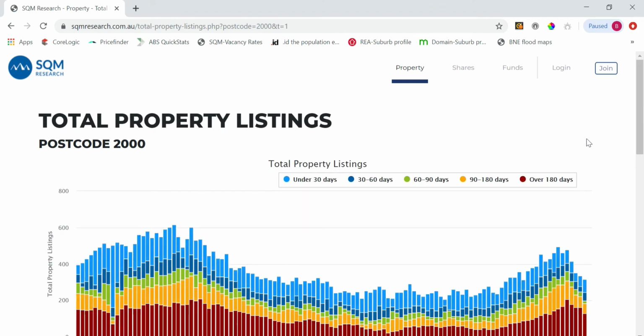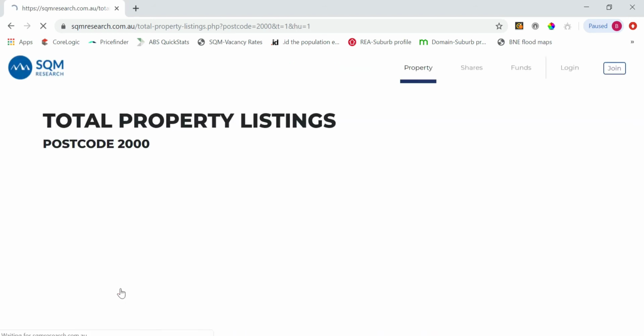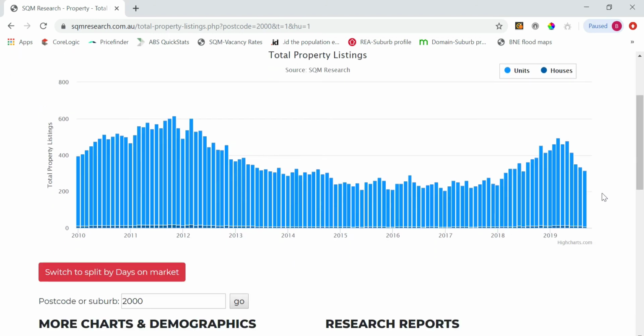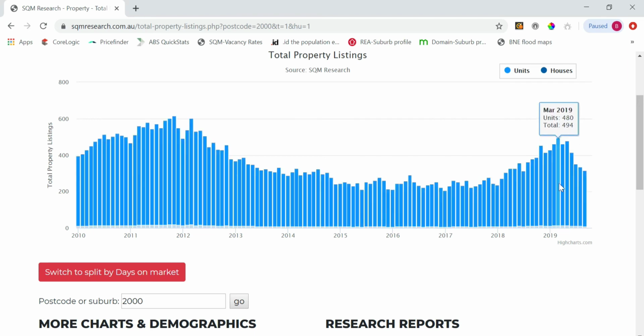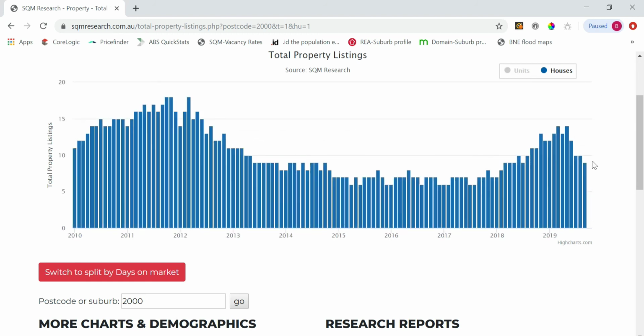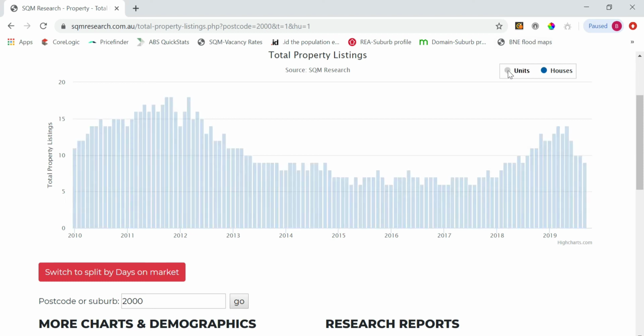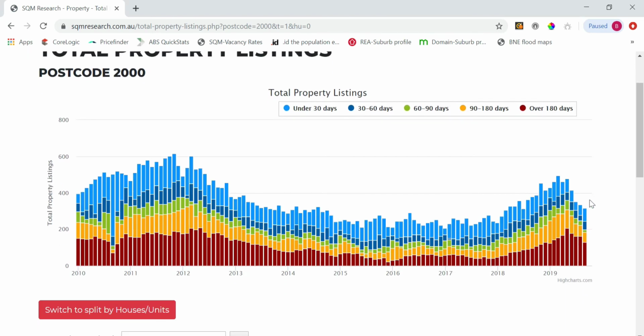Now, stock on market, this one we're looking at total. So what we can do to start with is to switch it to houses and units. As I said, there's not many houses in this area, so really all the information we're looking at is going to just be units in this case. But if we did just want to look at houses to see how many, not many at all. Okay, so we'll flip back to both, sorry. We come back to there and we get our aggregate view. Now, this is really important. When we're looking at stock on market, it's just one measurement, but it's one that I give a lot of importance to.